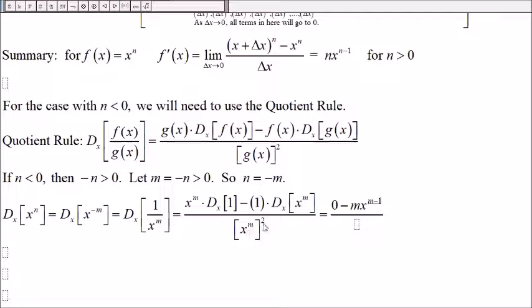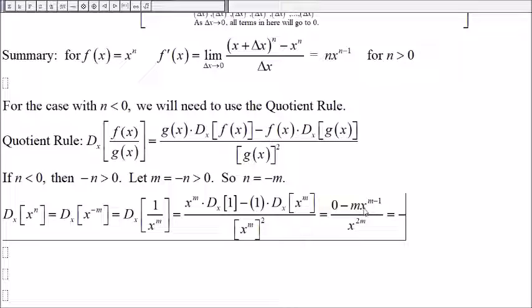And then this is x to the m to the second. Then we just multiply these two exponents together. So that becomes x to the 2m. And this will be negative. And then this is x to the m minus 1 divided by x to the 2m. And again, when we divide, we subtract the exponents here. So this will be negative m times x to the m minus 1 minus 2m.